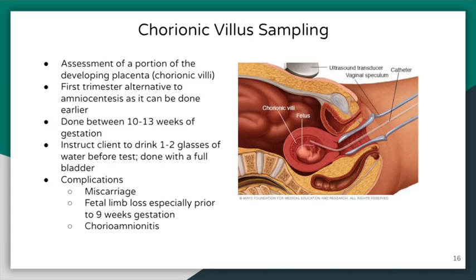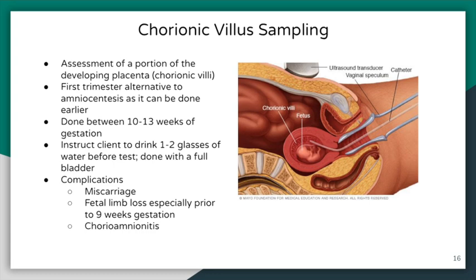Chorionic villus sampling is another kind of test we can do to test for genetic issues with the fetus. This is a little more invasive as well, because what we're doing is we're actually going in and, kind of, grabbing a piece of that developing placenta. We're grabbing a piece of the chorionic villi and sending that to the lab to get looked at.